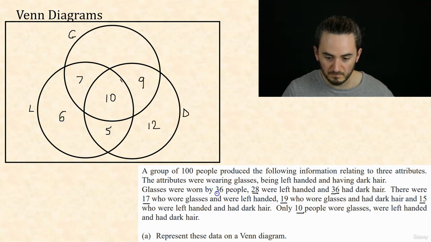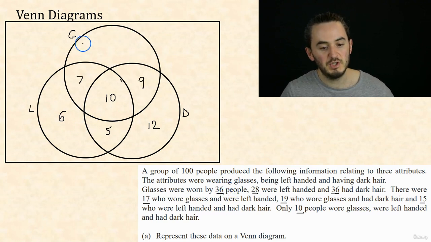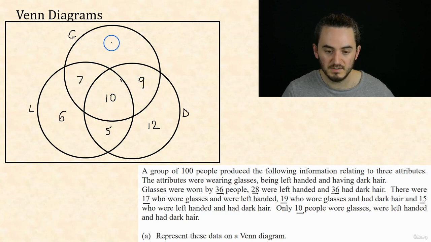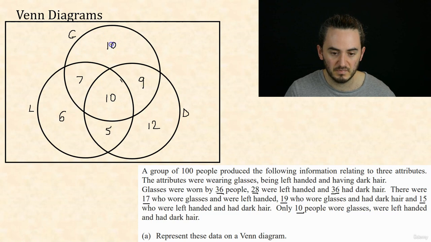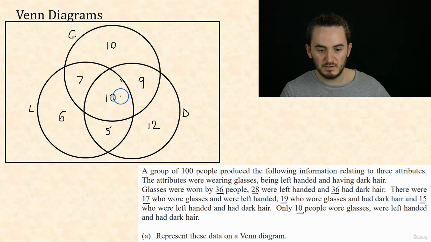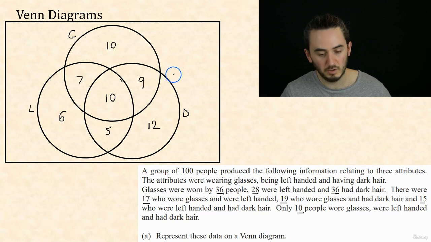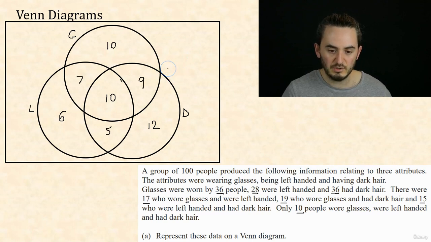And finally, or penultimately, as you'll see, we've got 36 people who wore glasses, so this G region should add up to 36. 9 plus 10 is 19, plus the 7 here is 26. So that means there's 10 left here. My only thing left to do now is to ensure that the total adds up to 100. Anything left over will go on the outside, and that's people who neither wore glasses, were left-handed, nor had dark hair. So I can just add these numbers up.